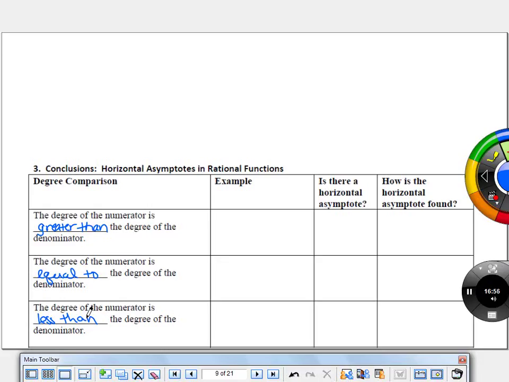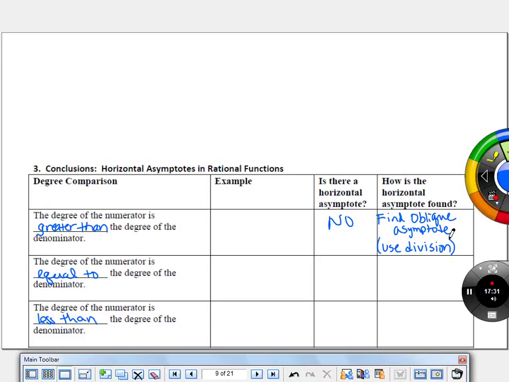So when the degree of the numerator was bigger than that of the denominator, was there a horizontal asymptote? No. So how is it going to be found? It's not. Instead, you're going to find what we call an oblique asymptote. And you'll see in video notes tonight how to do that. Basically, you're going to use division.